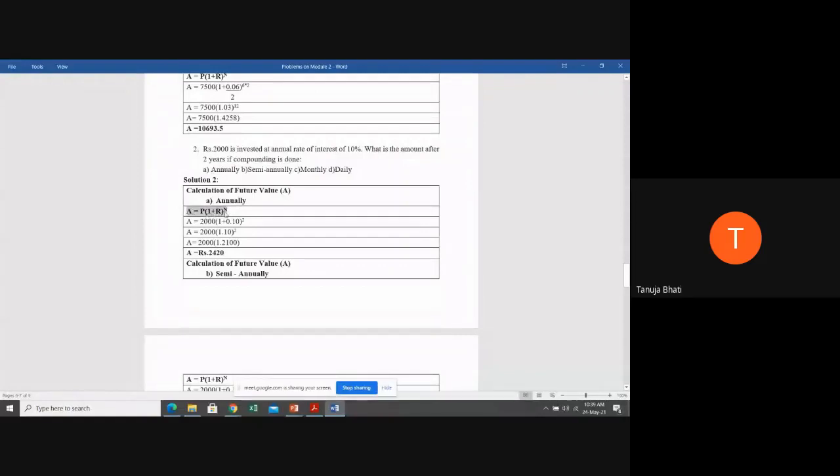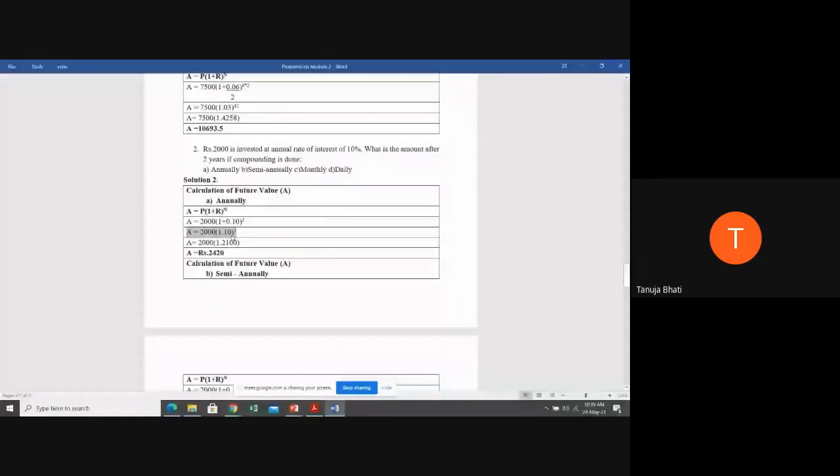Substitute the figures in the formula. P is 2000, R is 10%. So 10% is nothing but 0.10 raised to 2 because it is 2 years. Then further solve it, it becomes 2000 into 1.10 raised to 2. Now how are you going to solve this? 1.10 raised to 2 is 10% for 2 years.